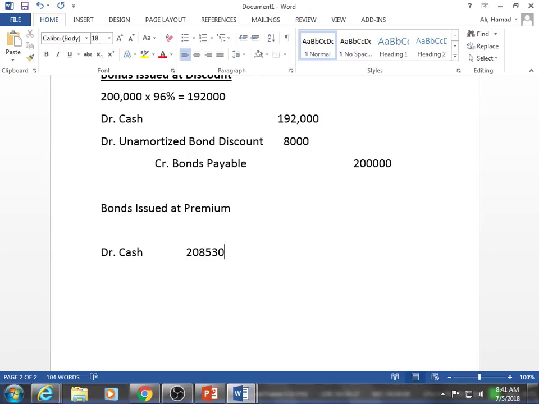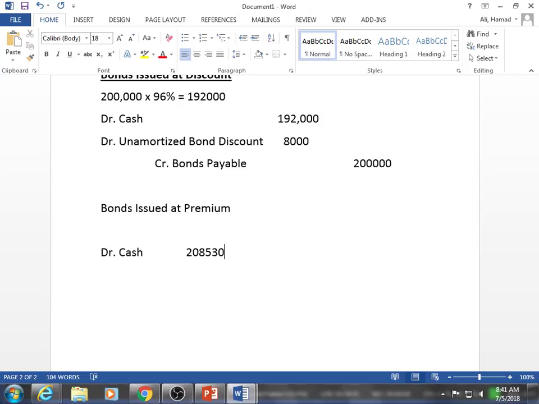What if it said it was issued at 101? That means 101%, so we would have to multiply 101% by the 200,000. But this is not giving us a percentage like the first one. It's just telling us how much it was sold for.